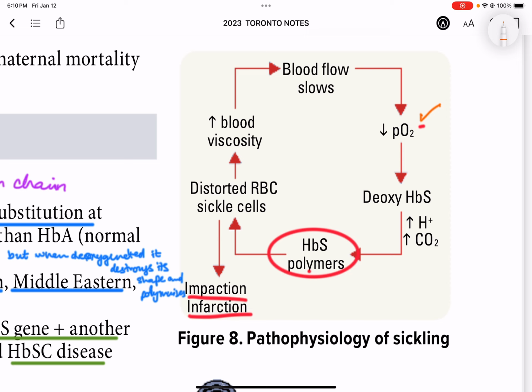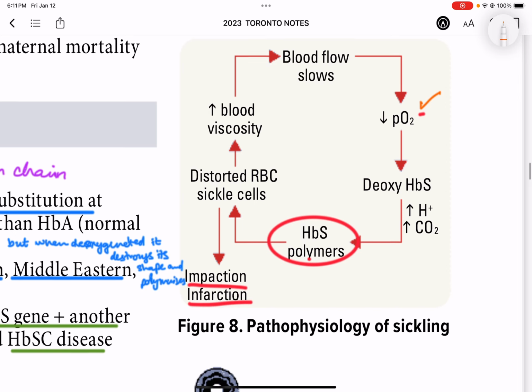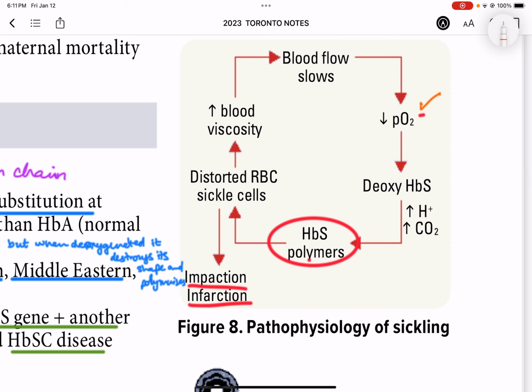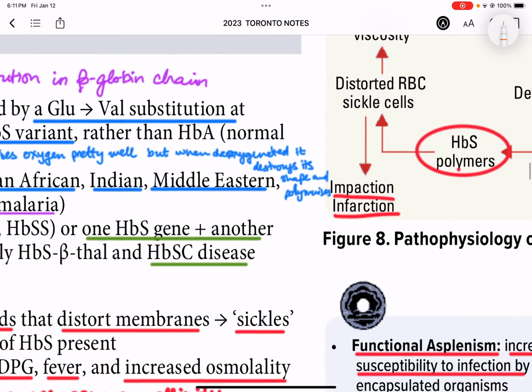So RBCs also get ruptured, which is hemolysis, and when they rupture, they lose all the hemoglobin in the bloodstream. So there it happens intravascular hemolysis. Blood viscosity also increases, then the blood flow eventually slows down, and then again oxygen decreases, because the oxygen is not being provided in all the tissues. So the cycle continues, and the distorted red blood cells are gonna occlude vessels, which is called impaction, and then they're also gonna cause infarction.